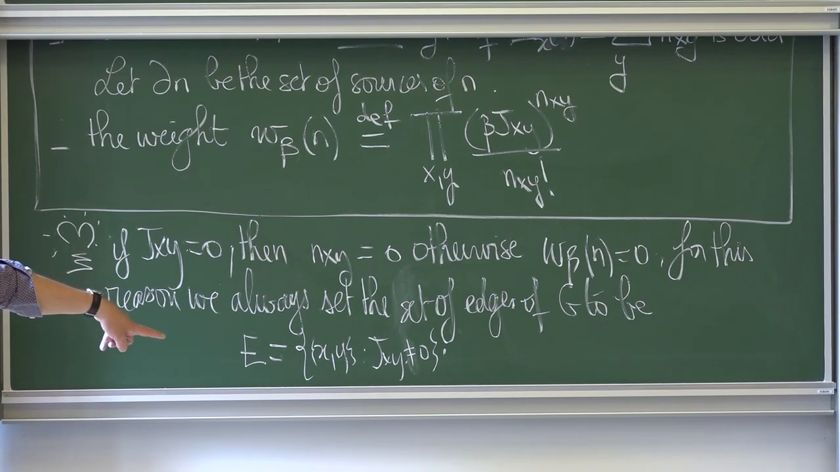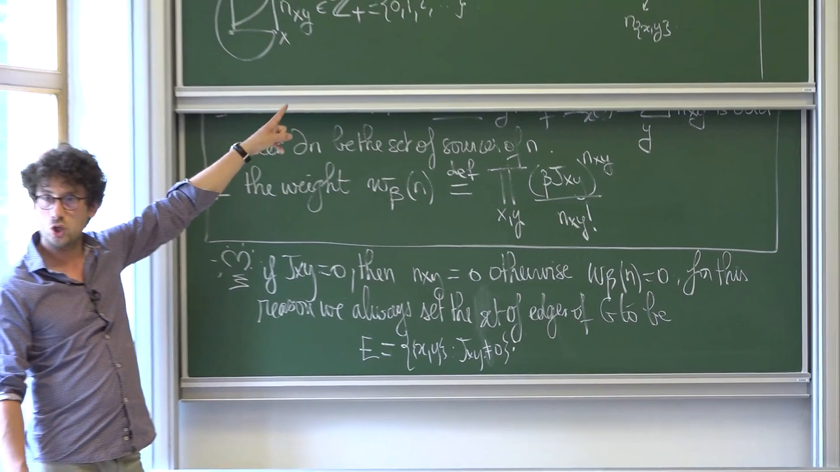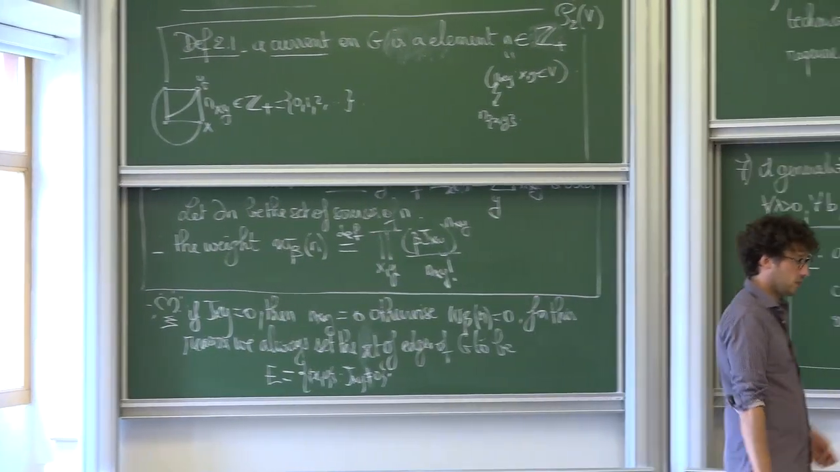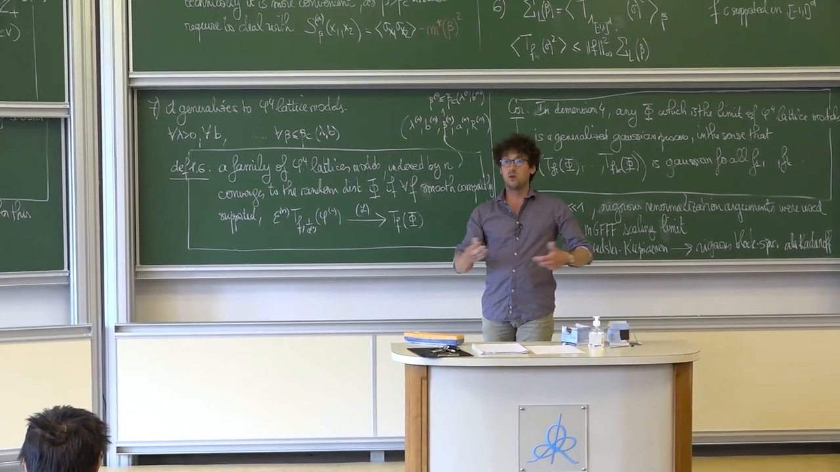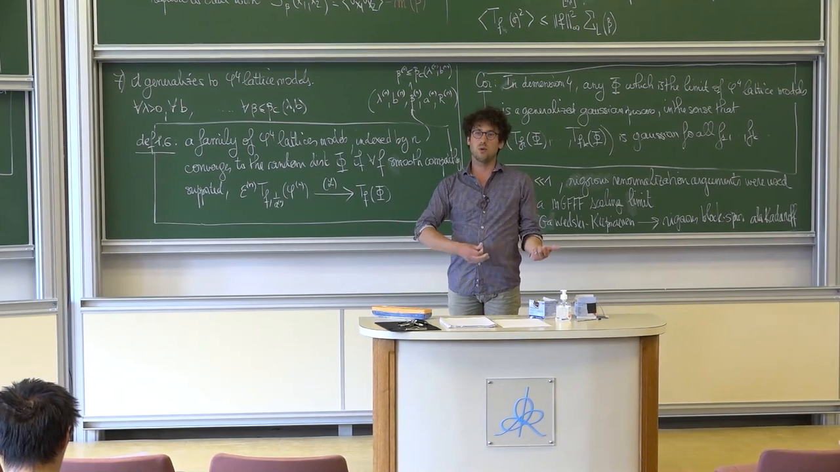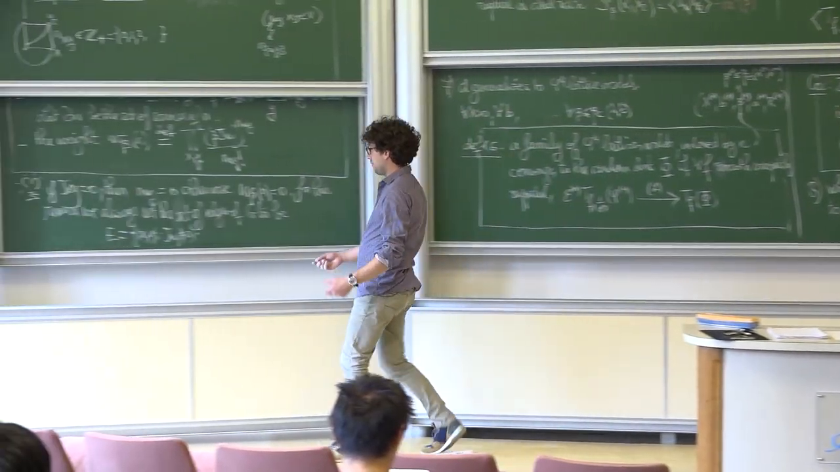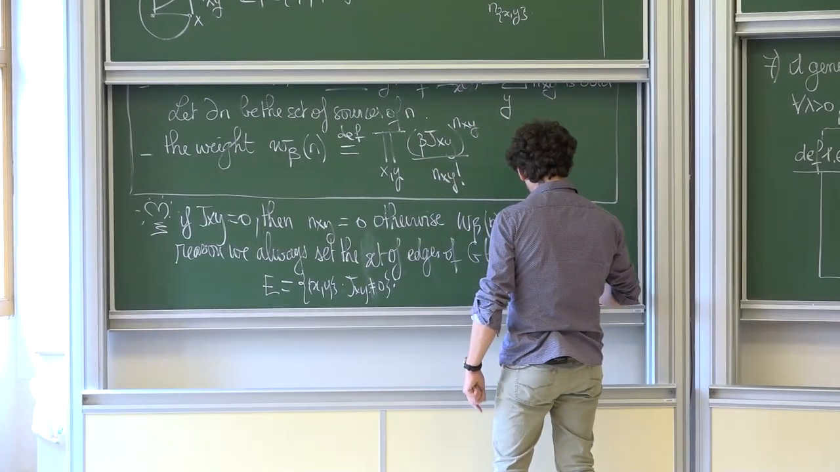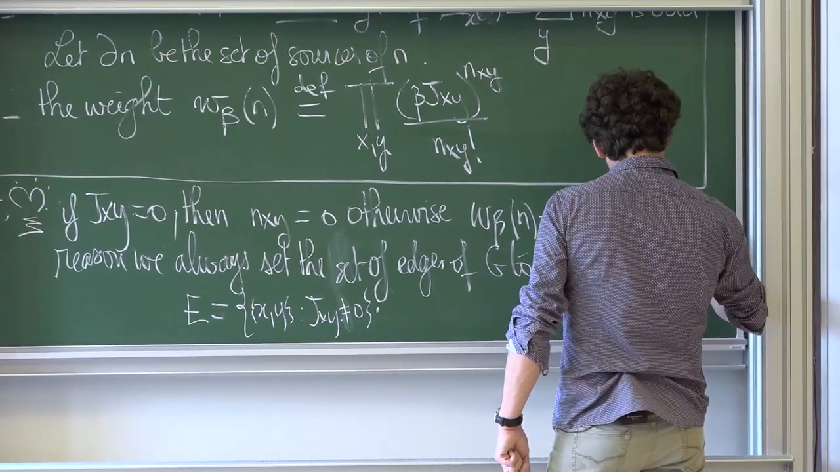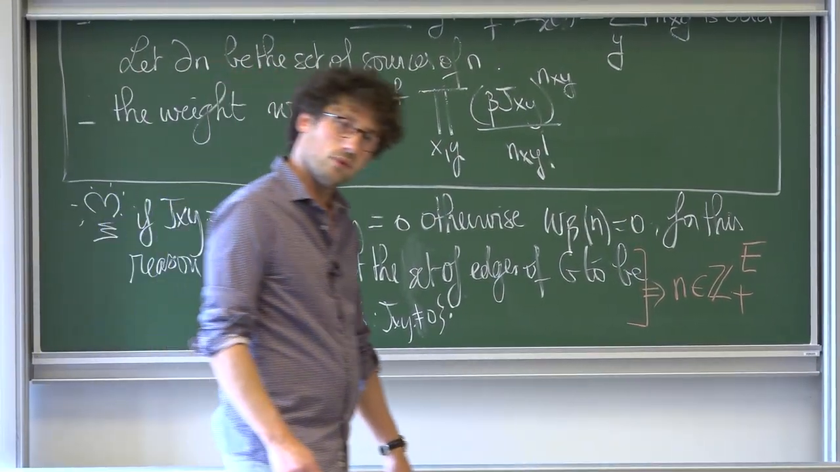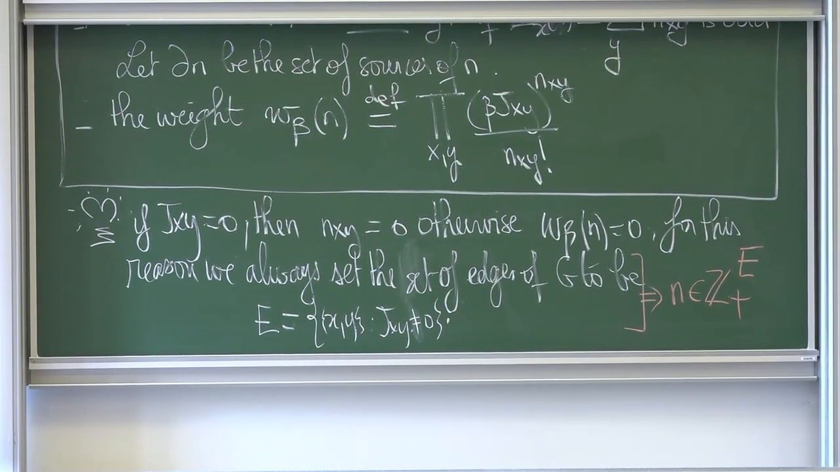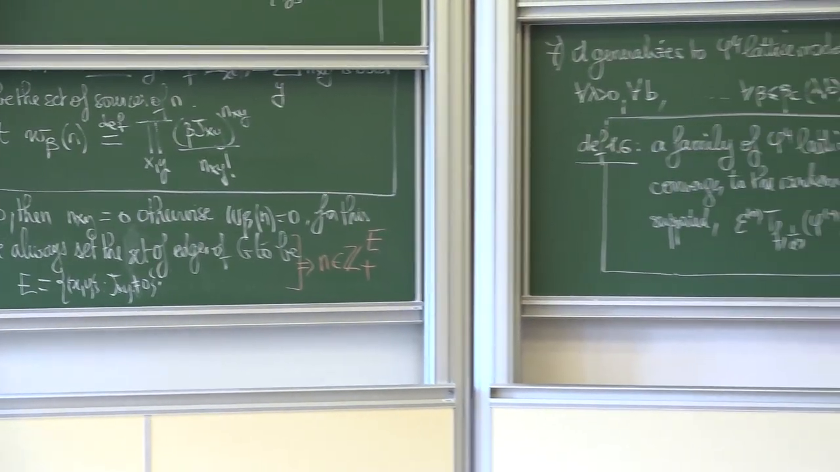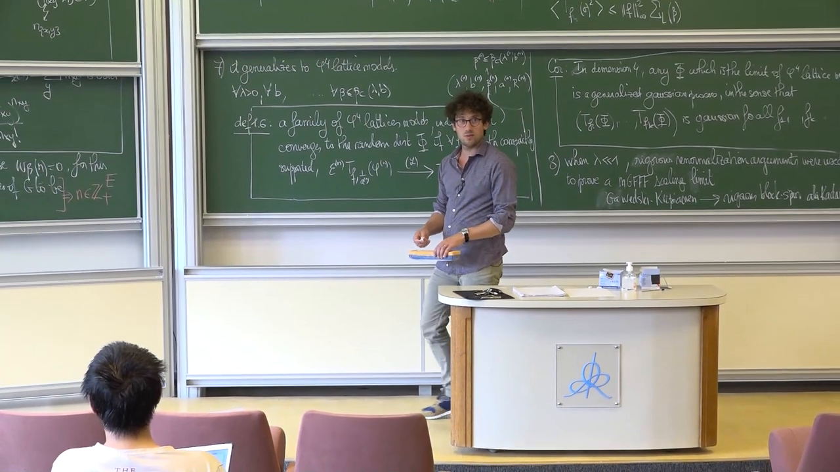With this notation, the current is just a function from the edges of your graph into Z plus. If you are looking at long-range models, you don't really want to say that you are working on the complete graph, even though it's kind of what you are doing, because every pair xy has an edge between them. But because we will be working mostly with nearest neighbor, this is a good thing. So n is an element of Z plus to the power E, a function from the edges of your graph to the non-negative integers. We are going to manipulate this a lot, so don't hesitate to ask me if something is unclear, because otherwise it's going to be a long time for you.